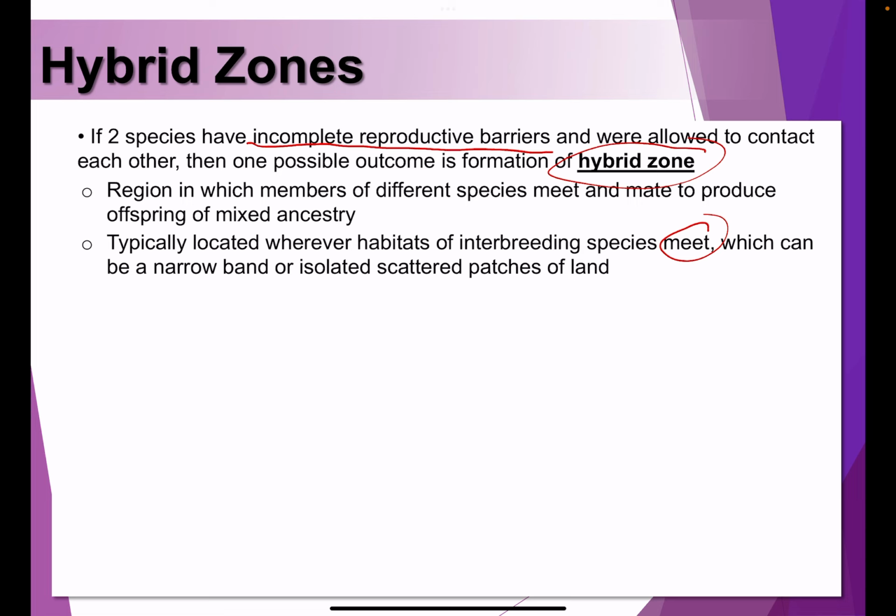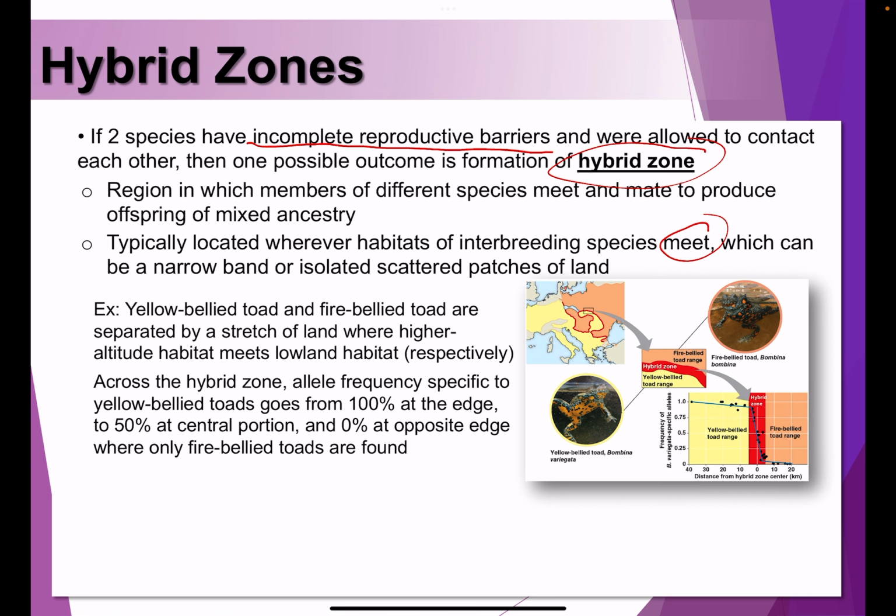Narrow band meaning a narrow band of land between two habitats or environments, or they can have a patch here, a patch there, where these two species just tend to mingle and interbreed with each other. So, for example, the yellow-bellied toad, like this picture right here, and the fire-bellied toad, this picture right there, are literally named for how they look on their bellies.